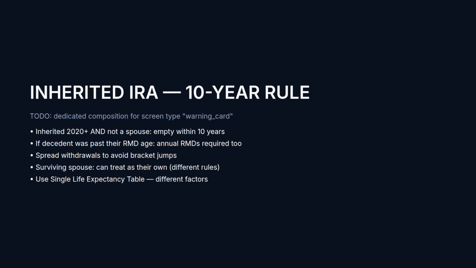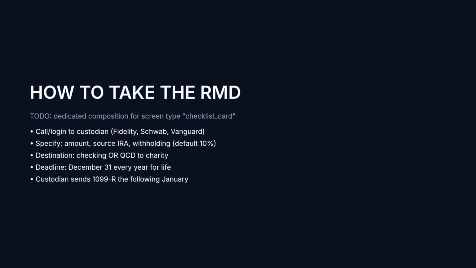How to actually take the RMD. Call or log into your IRA custodian, Fidelity, Schwab, Vanguard. Tell them you want to take your RMD. They will ask the dollar amount, the source IRA, and whether you want federal tax withheld. Typical default is 10%. The withdrawal can go to your checking account or you can use a QCD to send it direct to charity. Done by December 31st every year for the rest of your life.